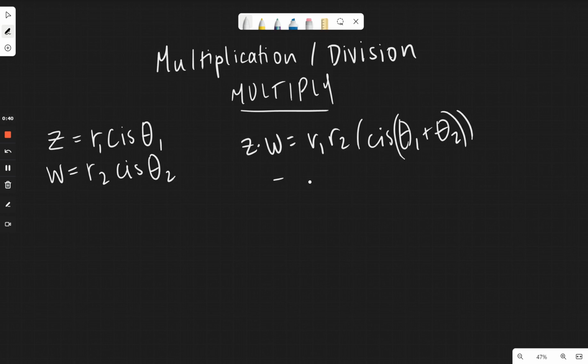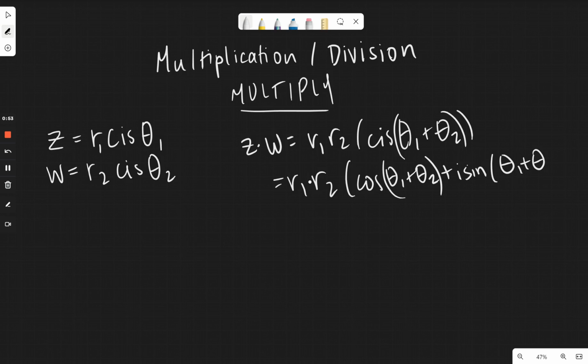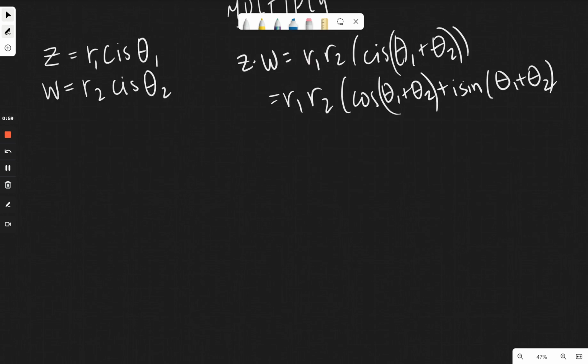Or you can say that's just equal to r1 times r2, and then cosine of theta 1 plus theta 2 plus i sine of theta 1 plus theta 2. Okay, so that's what we do to multiply. And that's just the general formula, but let me show you an example.